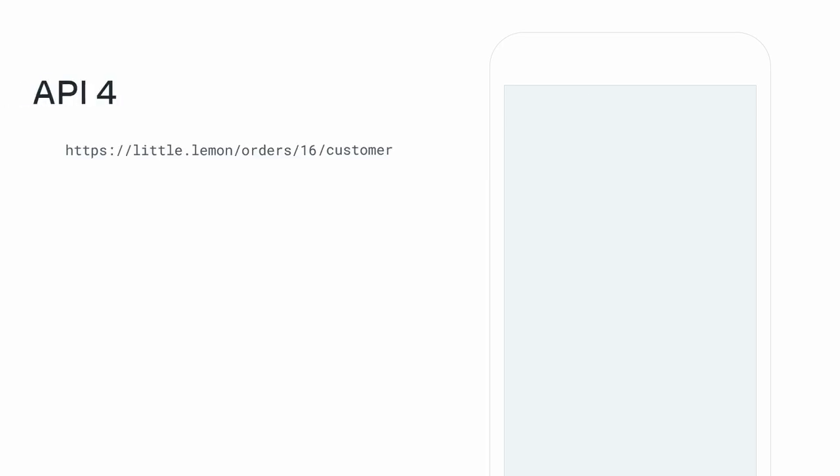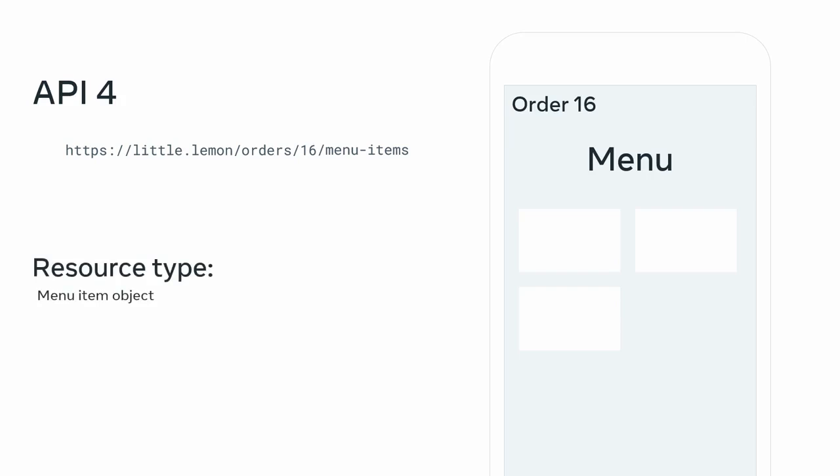Say the manager wants to look at what the menu items of order number 16 were. The app makes an API call that replaces /customer with /menu-items. Only the menu items of order 16 will show in the result, and this time the resource type is the menu item object. Now, on the other hand, if the customer wants to browse the menu, the app uses another API, little.lemon/menu-items. And although the resource type will also be the menu item object, the return will be all available menu items of the restaurant.